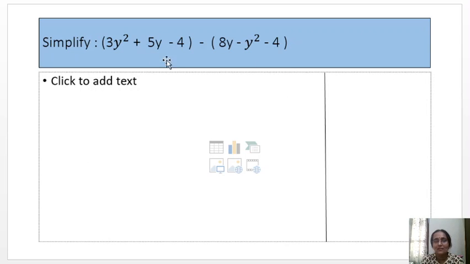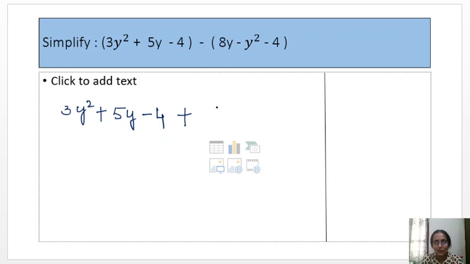Yeah. Now you have to subtract one expression in this figure. How to open the bracket? First of all, it is the first step to open the bracket. There is a minus sign in front of the bracket. So there is one rule to open the bracket. Write 3y square plus 5y minus 4, the first expression, as it is.